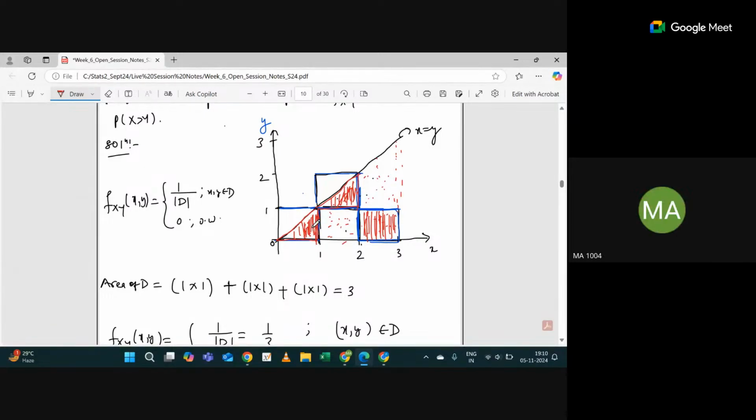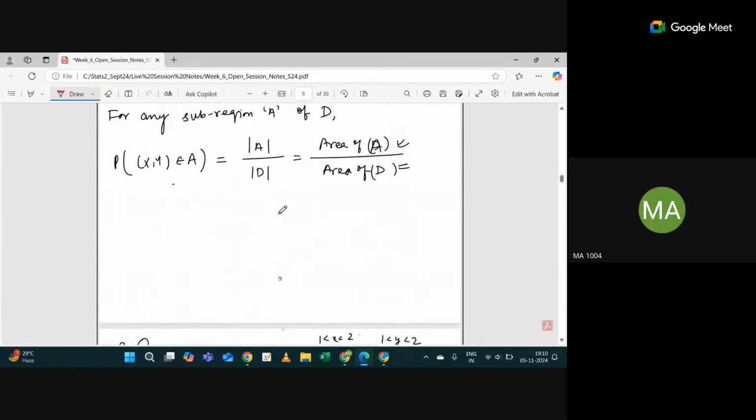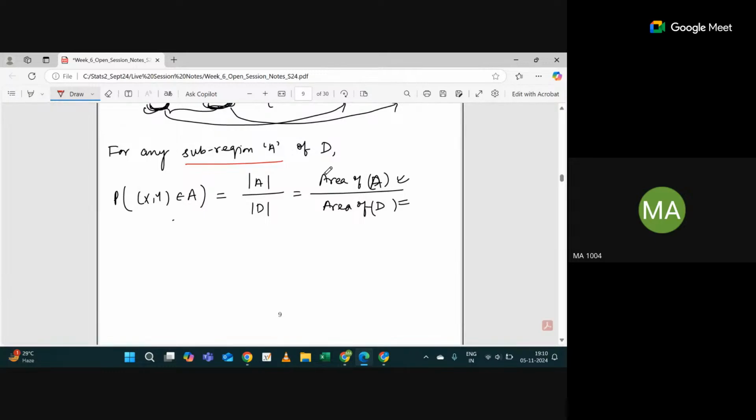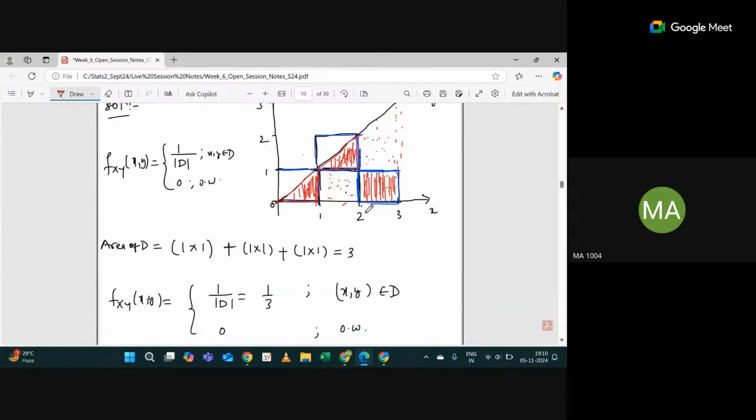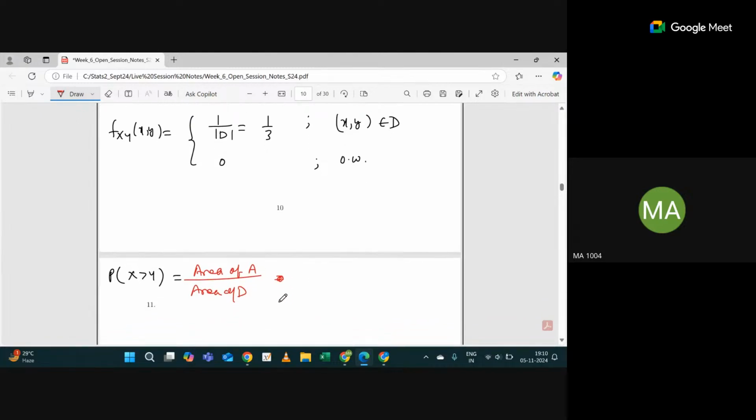We are interested in x greater than y, right? So if I'm interested in any sub-region A, then what do you have to do? Sub-area of A divided by area of D. So what is the area of D? Area of D is 3. So let's try to find the area of A.